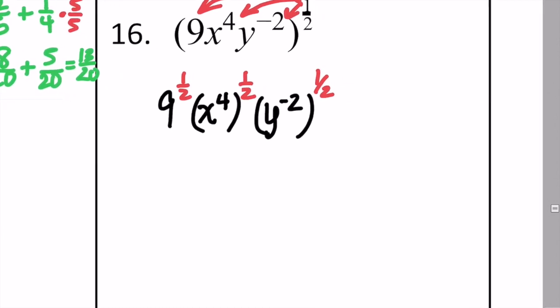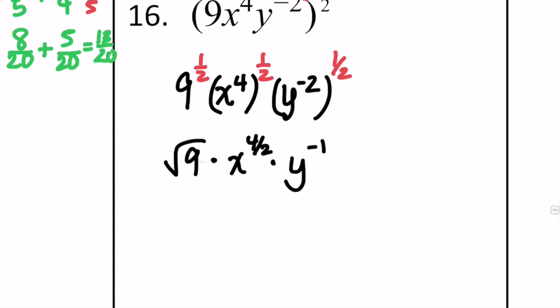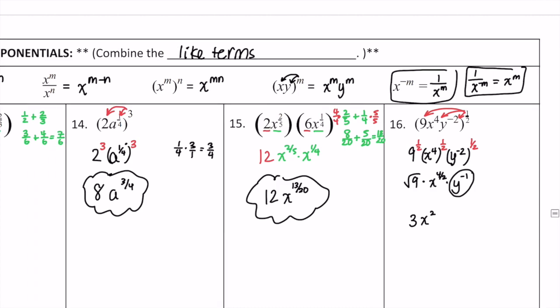So 9 to the 1/2 power, that's the same thing as the square root of 9. I have my x to the 4th power raised to the 1/2 power is x to the 4 divided by 2 power, and y to the -2nd, so -2 times 1/2 gives me y to the -1st power, and then I rewrite this to simplify it. I have 3x squared, and this I rewrite as 1 over y to the 1st power. And this is my answer.